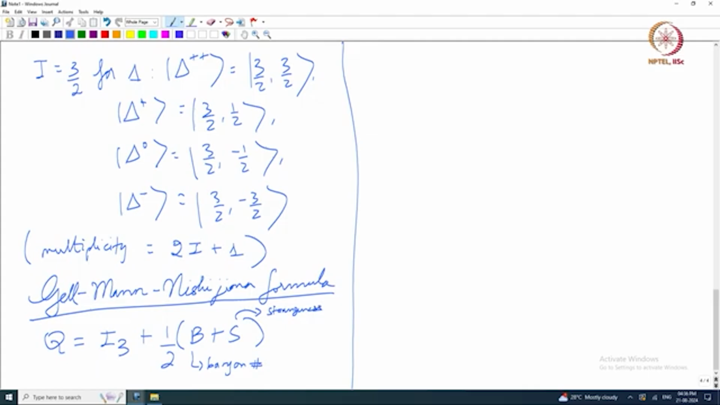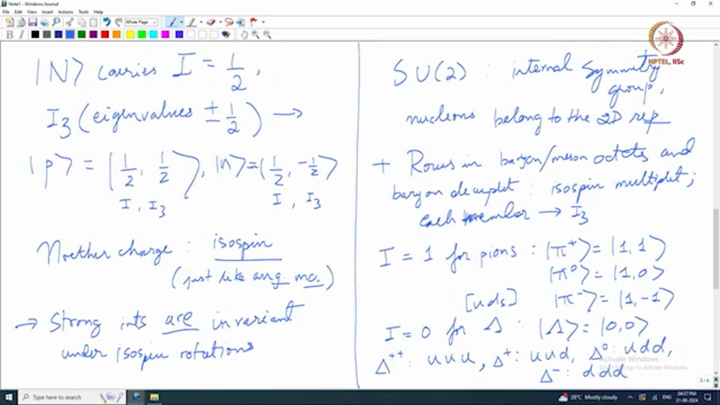Okay. So, with this there is one systematic way in which you could assign I3 using this formula, okay, and that is to assign I3 equals I to the state with highest Q basically. Notice that is what we have done here, right. Delta plus plus we gave the highest I3 possible, which is the I itself, 3/2, and then when I go back for the pion, the pi plus I gave I3 equals 1, right, and so on and so forth.